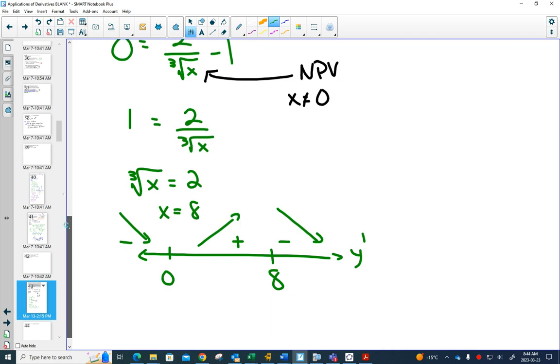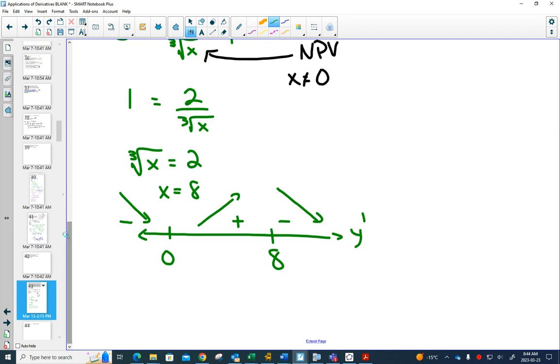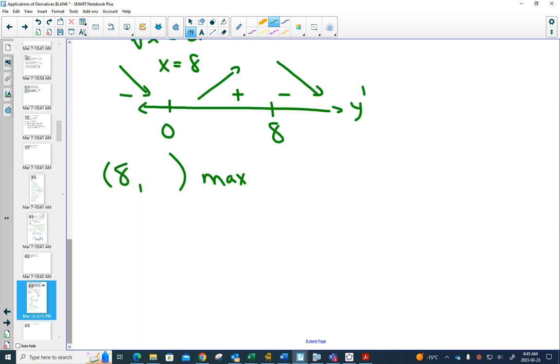Okay? So what do we know? We know that 8 comma something, we know that that's a max. But 0, 0 is not a max or a min.